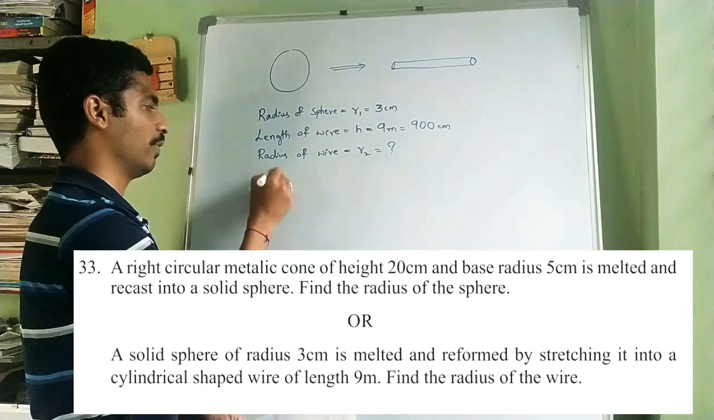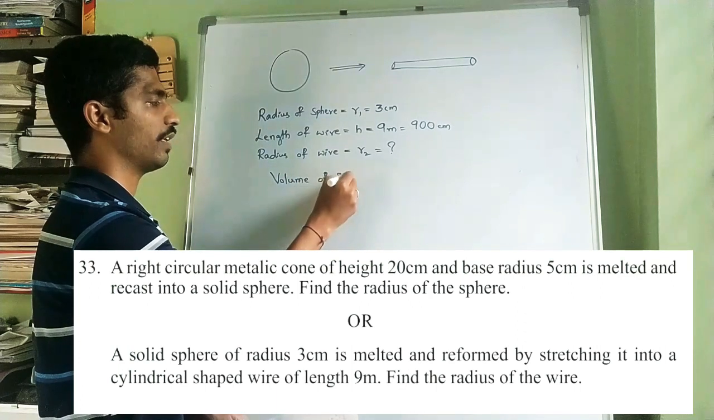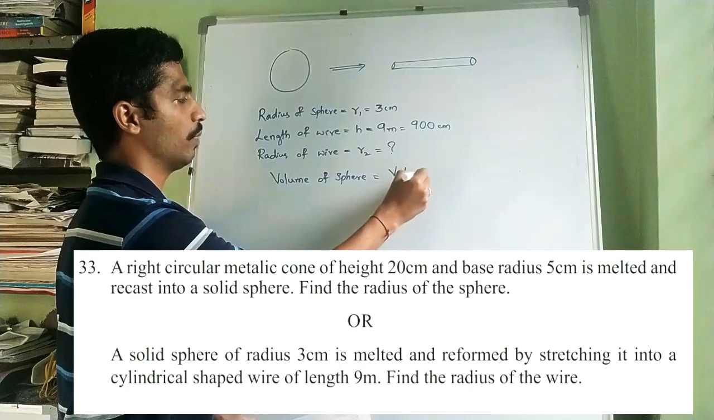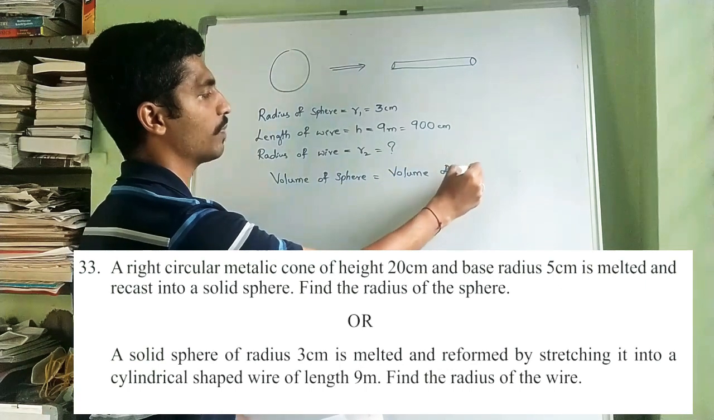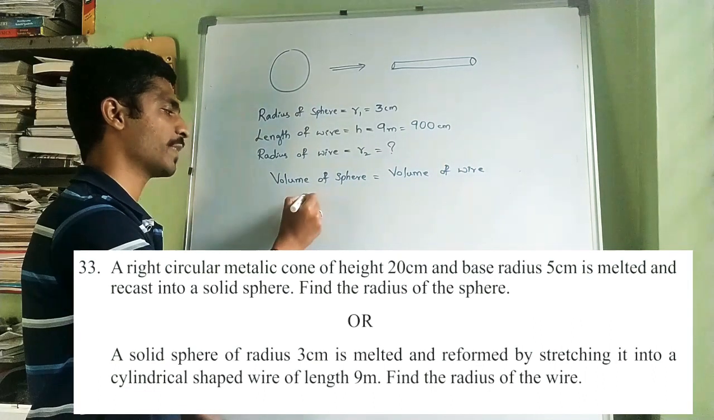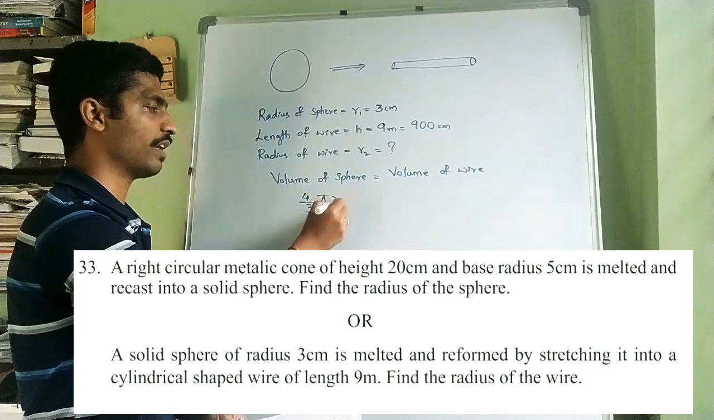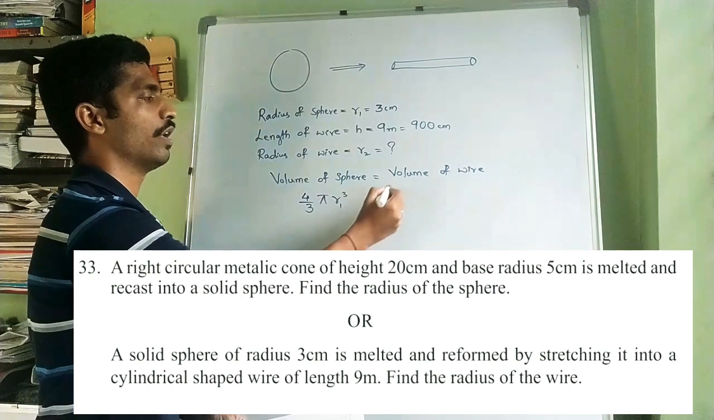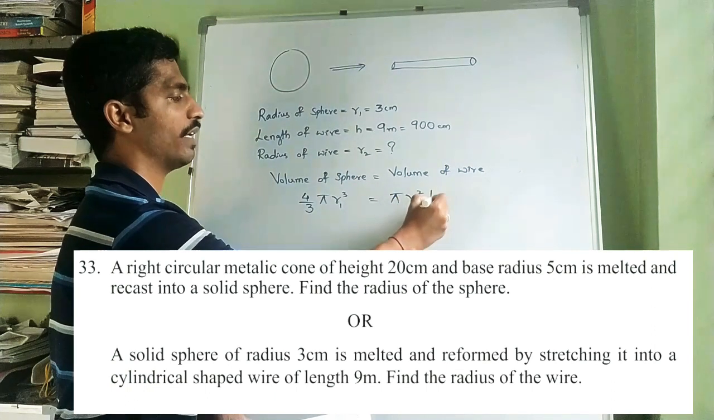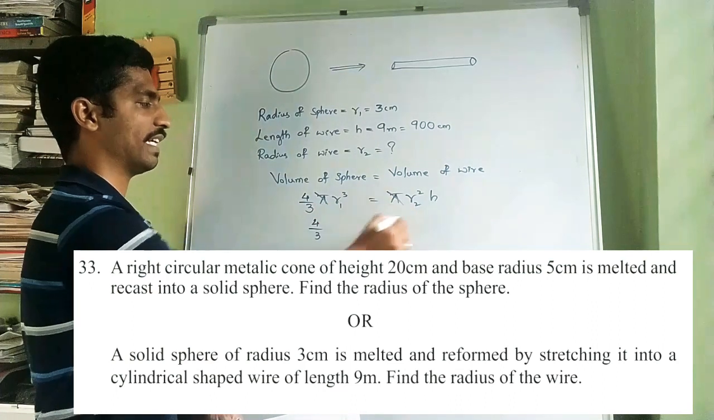Okay, volume of sphere equal to volume of wire. What is the volume of sphere formula? That is 4 by 3 pi r1 cube, and volume of wire, that is pi r2 square h. So 4 by 3 and pi get cancelled.